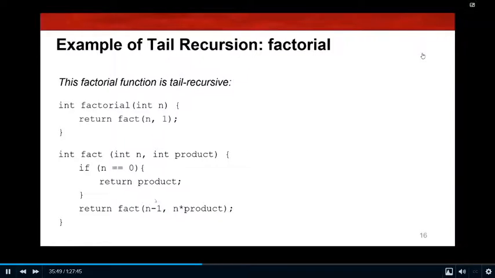So the n minus 1 and n times product get executed before the call to fact. So the last thing that is being done is the call to fact. That's why I can say that this one is tail recursive, because that's the last thing.